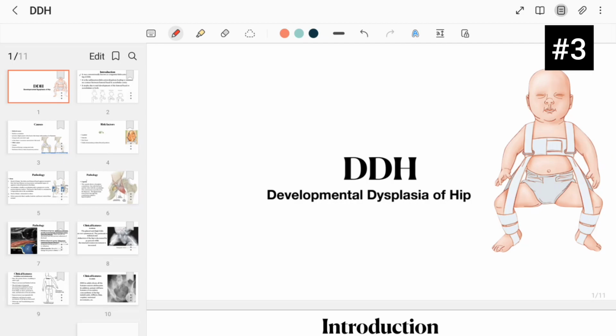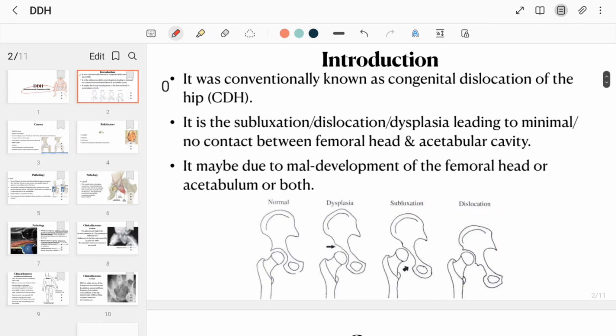Hello physios, today's topic is developmental dysplasia of the hip. Okay, first we will start with the introduction. It was conventionally known as congenital dislocation of the hip, also called CDH. Okay, now we will see the definition.